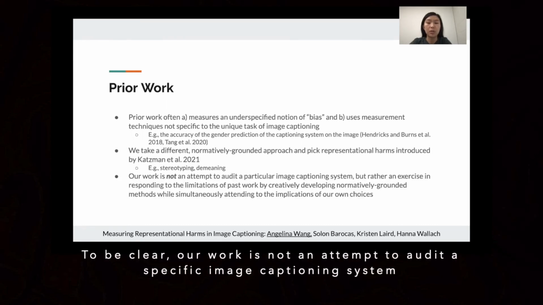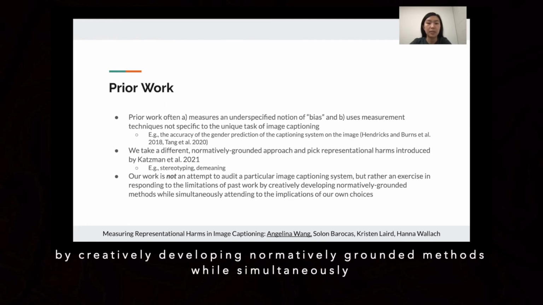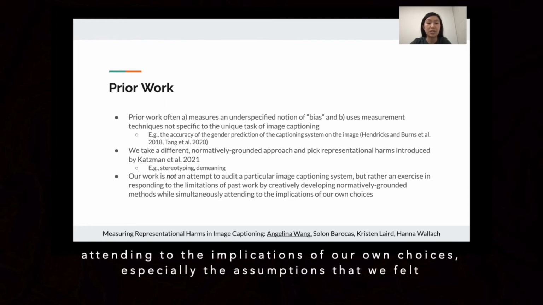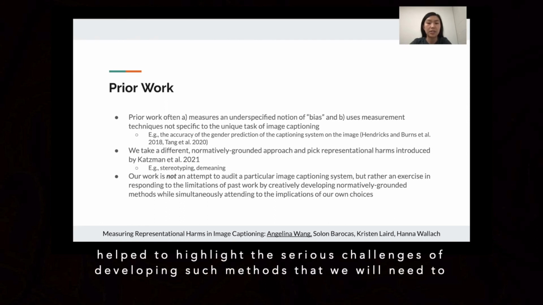To be clear, our work is not an attempt to audit a specific image captioning system. Instead, it is an exercise in responding to the limitations of past work by creatively developing normatively grounded methods while simultaneously attending to the implications of our own choices, especially the assumptions that we felt we needed to make but knew would not always hold in practice. Going through this process helped to highlight the serious challenges of developing such methods that we will need to address going forward.